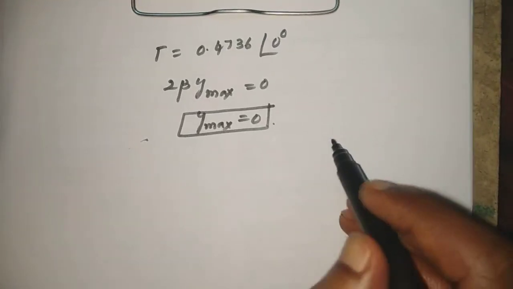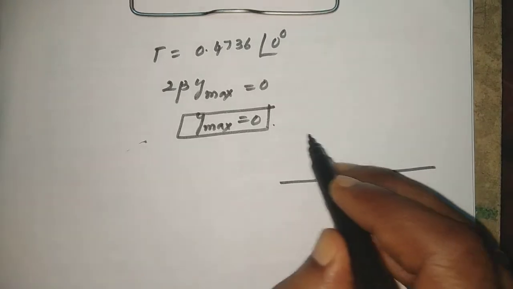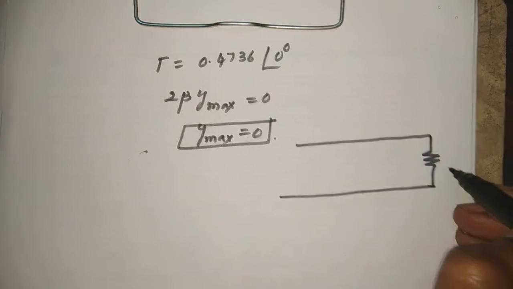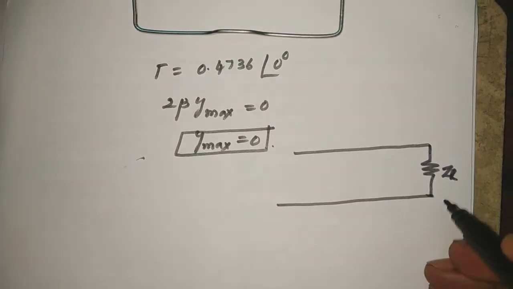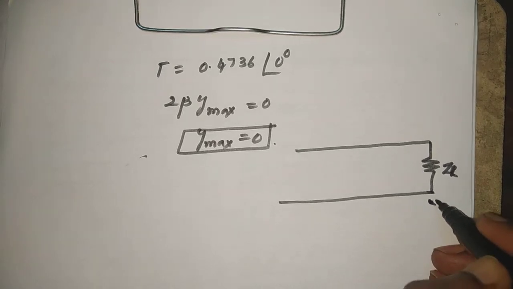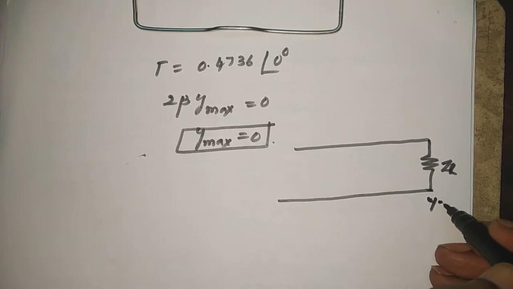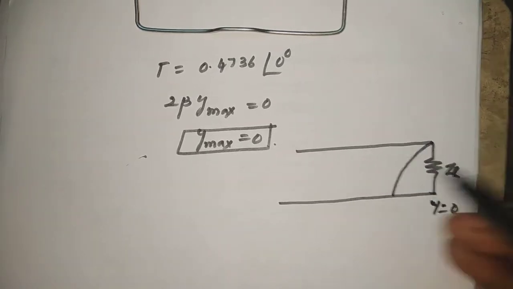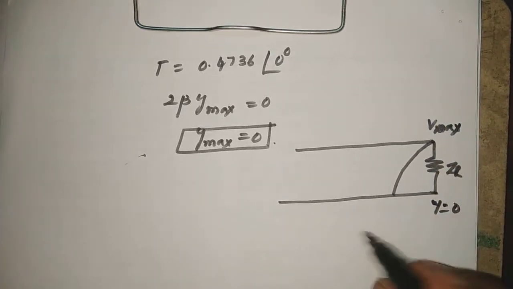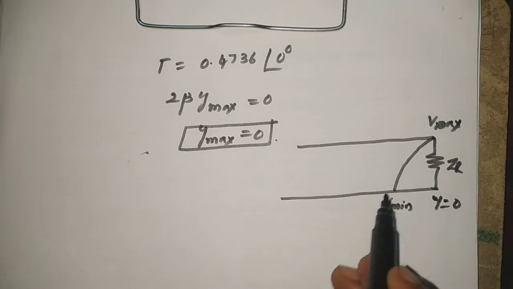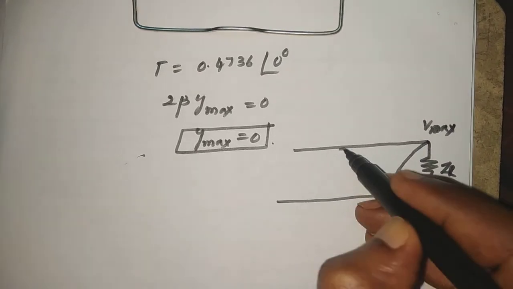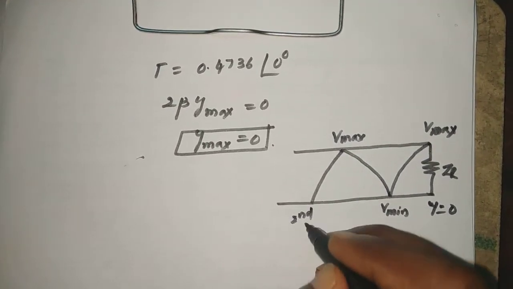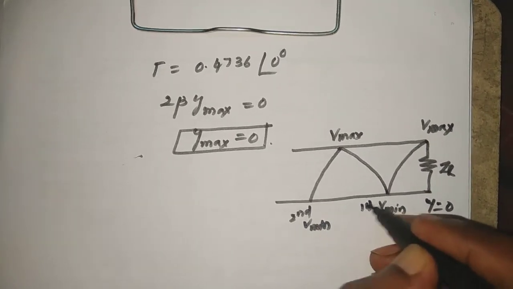So that means if it is a transmission line terminated with the load impedance ZR, and this is the load at y equals 0, this is V maximum, and this is V minimum, and similarly this is V max and this is V minimum. This is the second V minima and this is the first V minima.